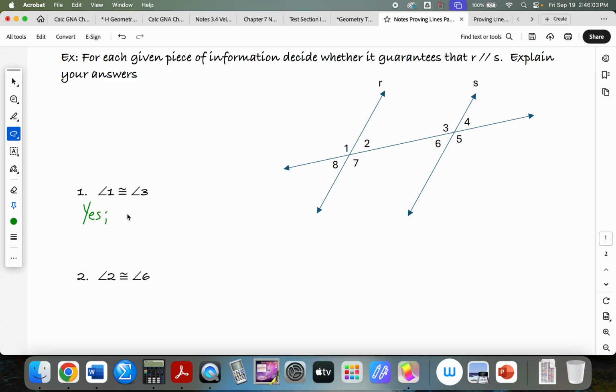And the reason is the converse of the corresponding angles postulate. Remember, the corresponding angles is the only one that's the postulate. The rest of them are theorems.